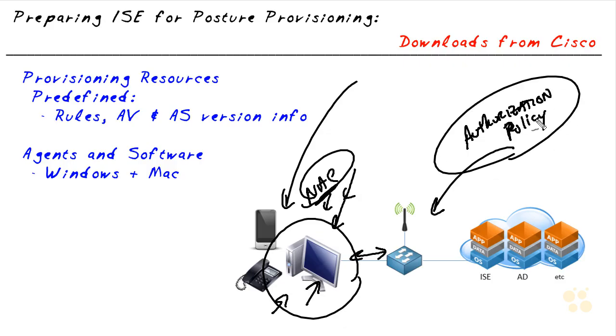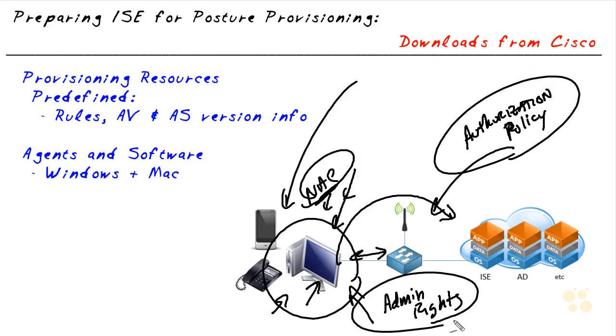And we can have an authorization policy that says if the status is unknown, then we can redirect the client's traffic over to the ICE server so that the ICE server can hand out the agent for this computer to go ahead and install. Now, installing a NAC agent does require administrative rights on that computer. And in most environments, our users are not going to have administrative rights. As a result, that would be a good business case for pushing out the NAC agent using group policy.